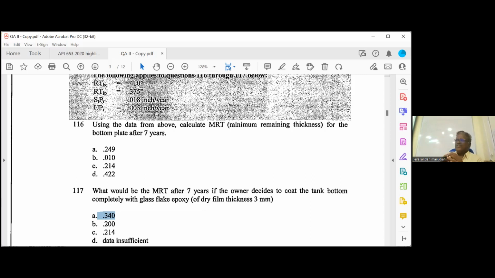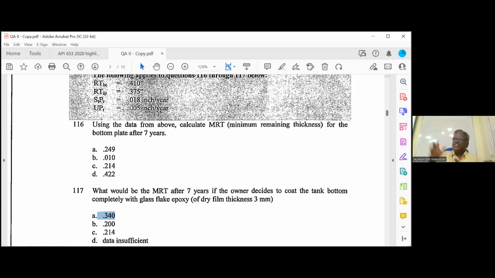I am telling the MRT, minimum remaining thickness at the next inspection, should be at least 0.1 inch. Suppose the calculated value is okay, no problem. If it is coming less than 0.1 inch, to make it 0.1 inch, you have to make the top side corrosion 0 by coating, or make the bottom side corrosion 0 by cathodic lining. Suppose both are not possible, what is the third option?